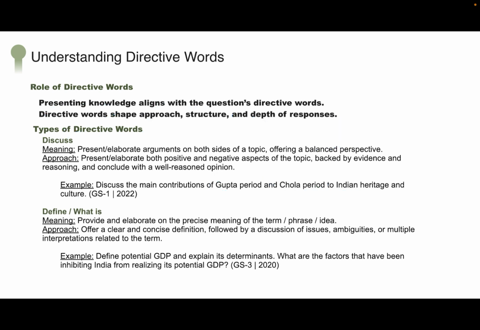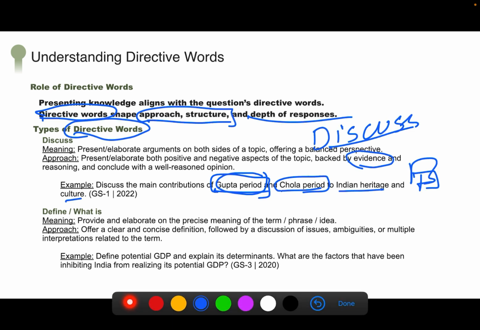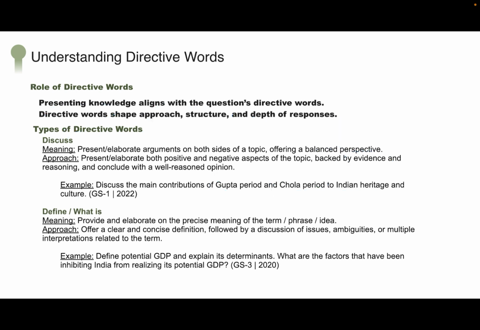This is one of the very basic directives. Discuss means essentially presenting both positive and negative aspects or diverse aspects of the given question, with their evidence and reasoning, such that it will be a balanced answer. This is one of the most basic directives.